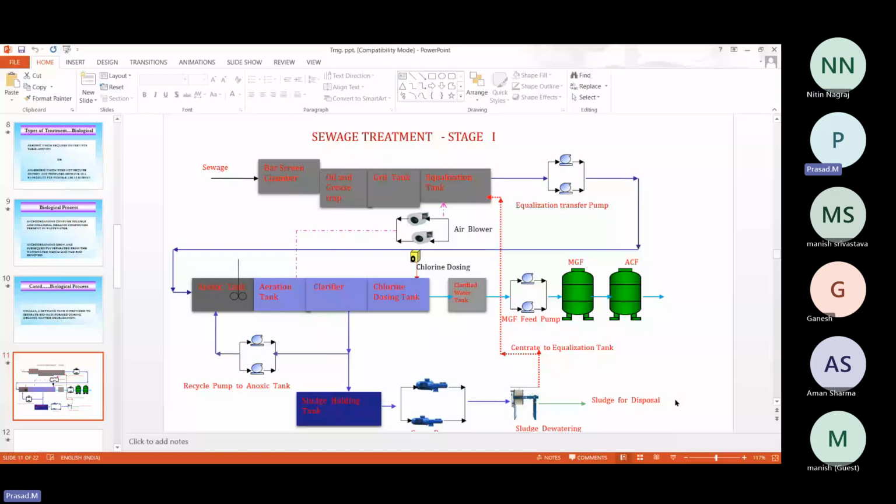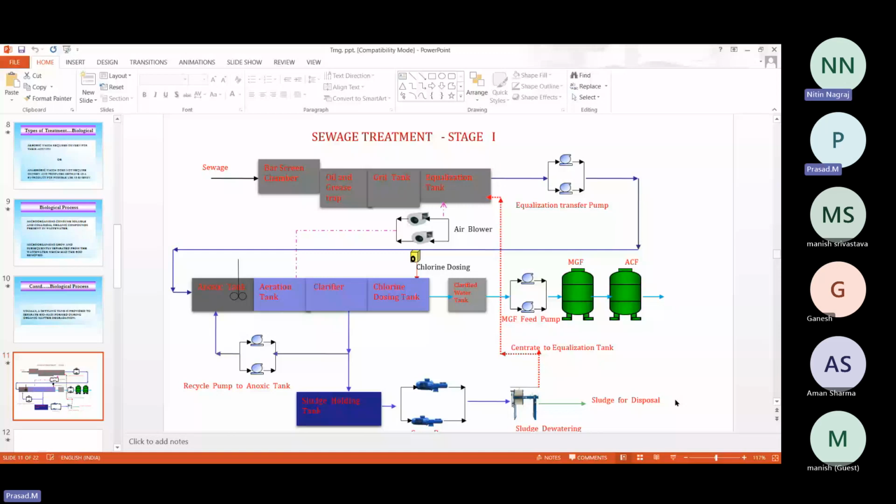Actually, we don't require a grit tank, whatever the capacity of the plant we are providing. A grit tank is not required, but this is a general diagram, so that's why I have shown the grit tank. Try to understand: a grit chamber is required for MLT projects. For smaller capacity we don't require a grit tank. We require only the bar screen chamber, oil and grease trap, and then the equalization tank.